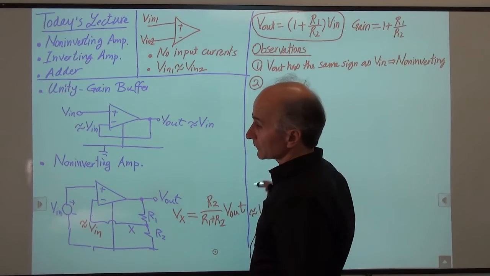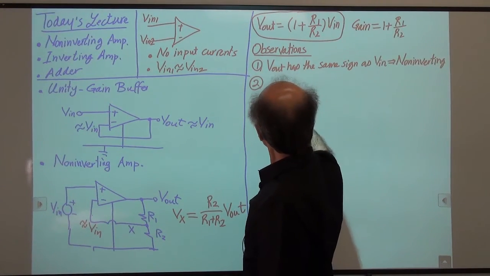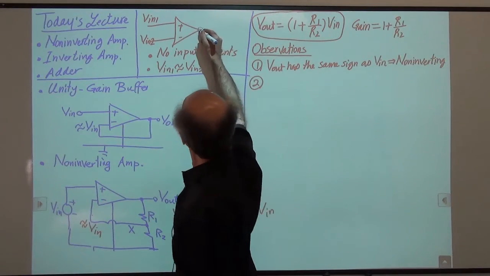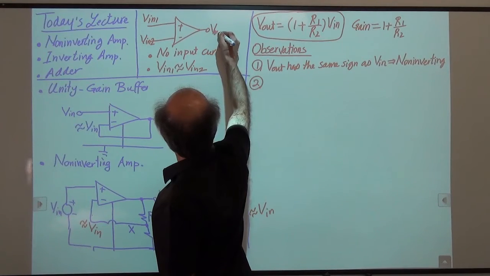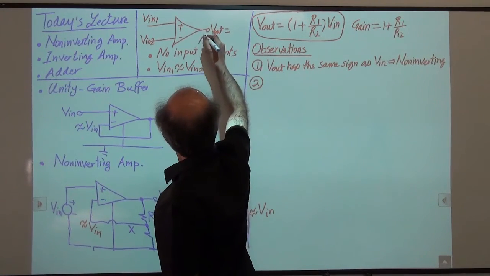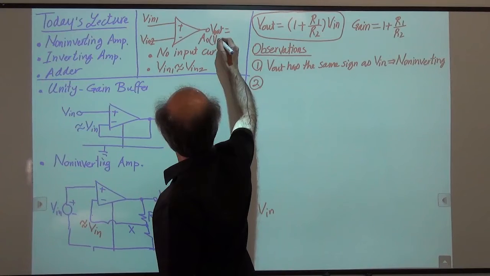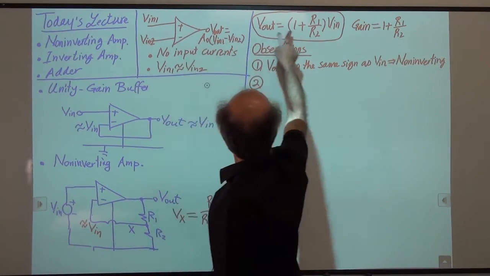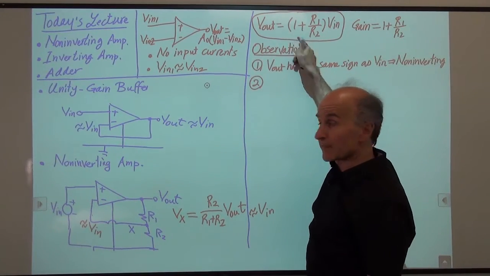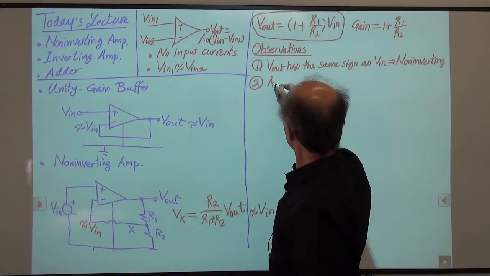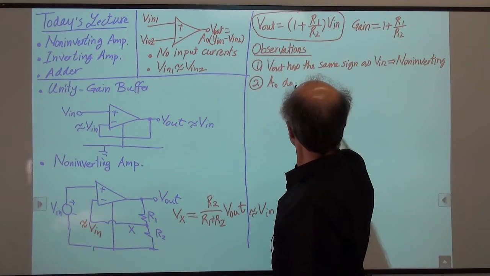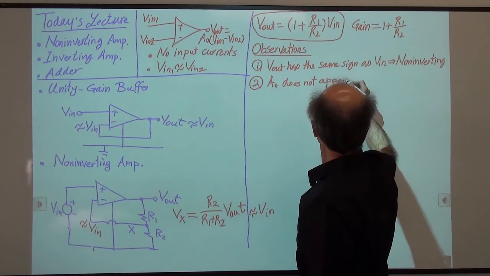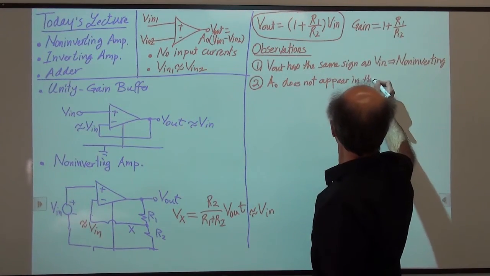Point number two. What we see is that, remember we said this op amp has some gain? Remember we said that this output is actually A0 times Vin1 minus Vin2? Is that A0 does not appear in this equation, right? So we see A0 does not appear in the result.